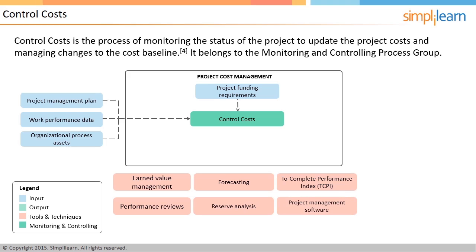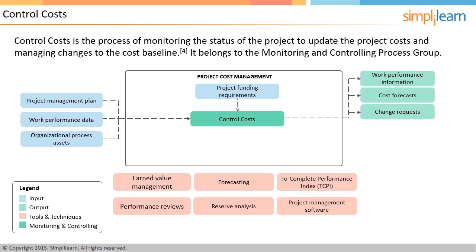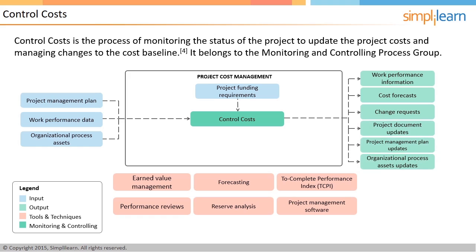Now, let us look at the output of this process. The key outputs of this process are work performance information in terms of cost variance, CV, schedule variance, SV, and earned value, EV, and forecasts about the cost performance. This process may also result in change requests arising out of cost control measures, as well as updates to project documents, the project management plan, and organizational process assets.